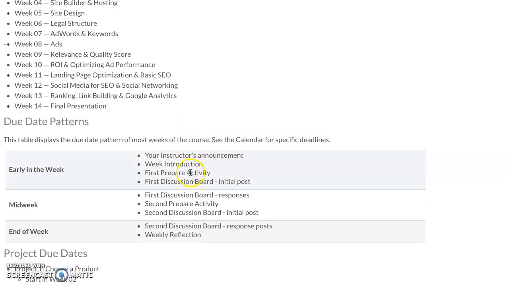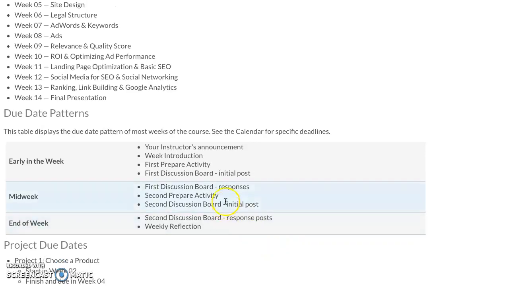Due date patterns, you'll get into this rhythm pretty quickly, but you'll notice earlier in the week I'll have my announcement out. You'll do what we call a prepare activity. That's your first assignment, and then you'll need to do your first post on the first discussion board. By the middle of the week, you'll need to respond to your classmates on that first discussion board. You'll do a second assignment.